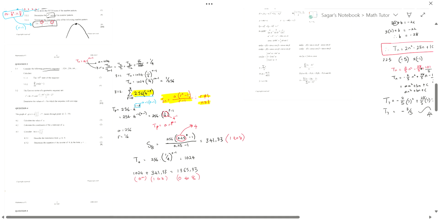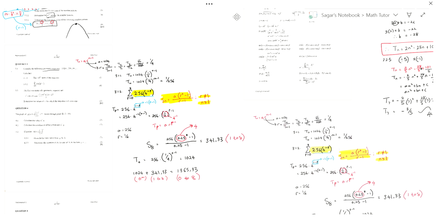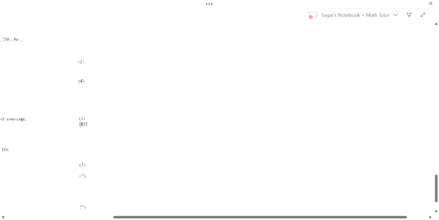So for 4 marks it was quite involved. Now we're going to something more fancy. You can notice the transition between question 1, question 2, question 3. It just keeps on getting even more fancy.